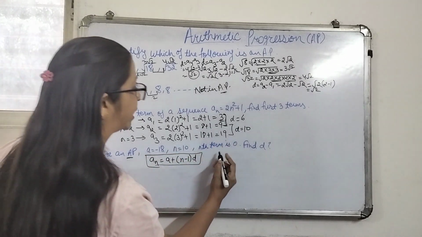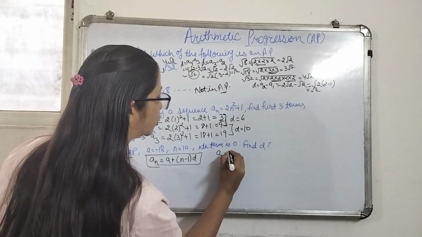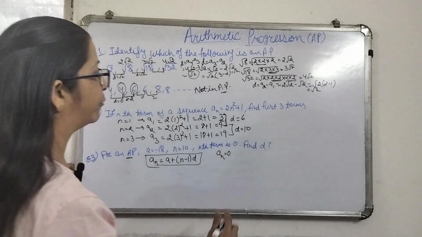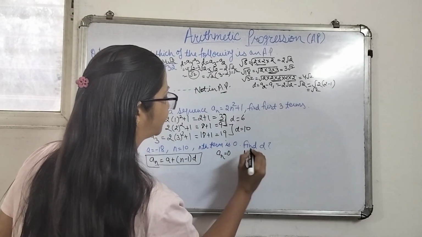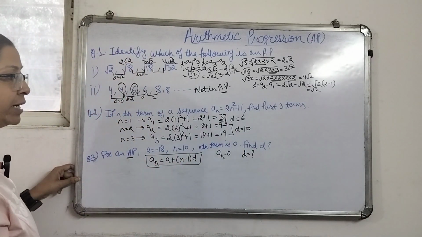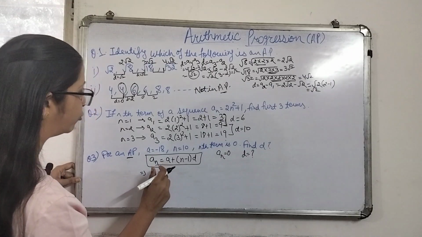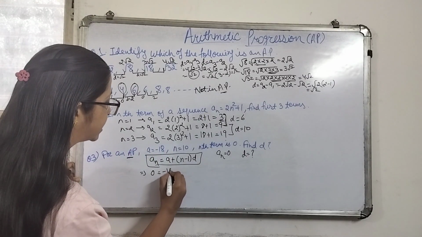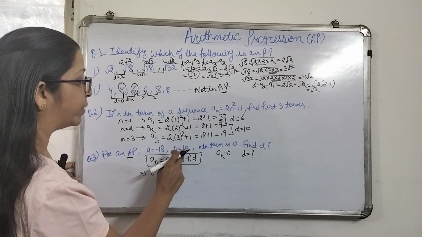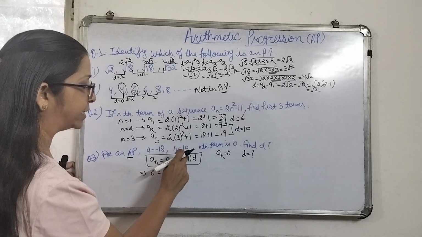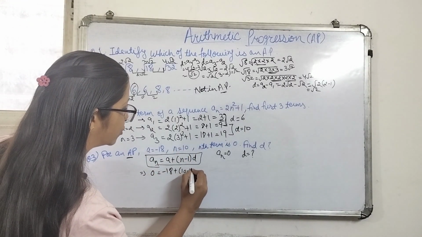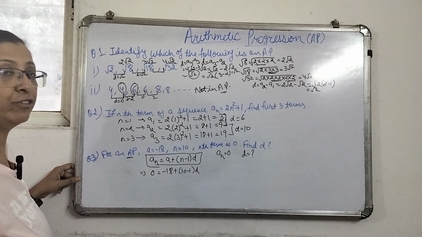Nth term is 0, that means an is given to us as 0 and we have to find the value of d. So we will be keeping all the values in this formula. An is given to us as 0. It is equivalent to a is minus 18 plus, we have to find the 10th term, n is 10. So it is your 10 minus 1 and we have to find the value of d here.